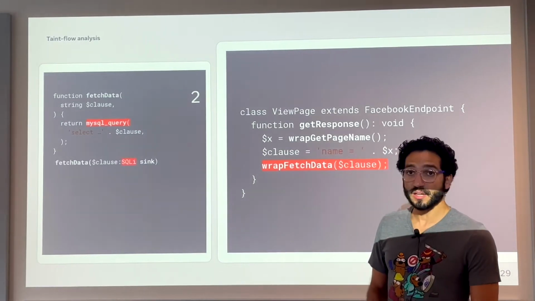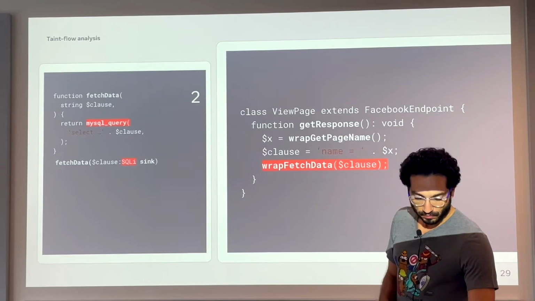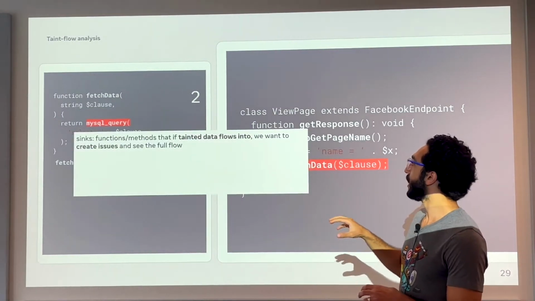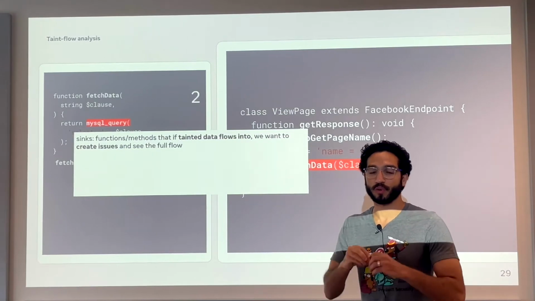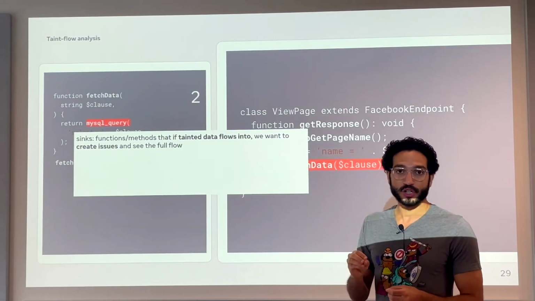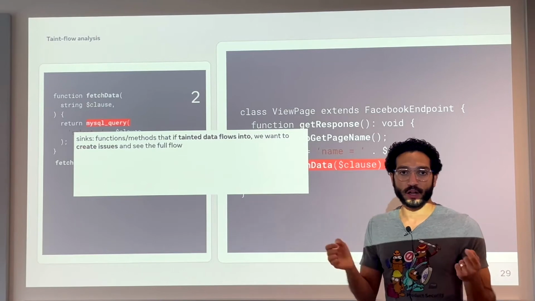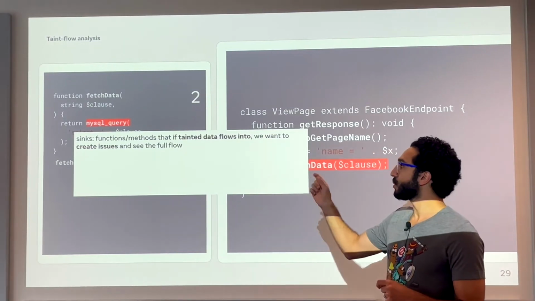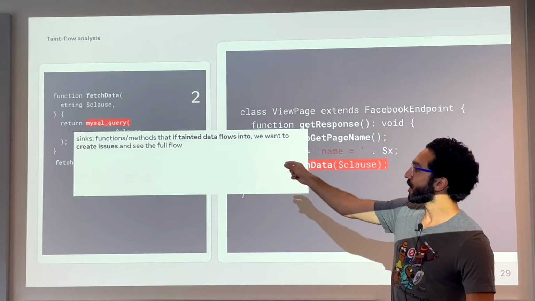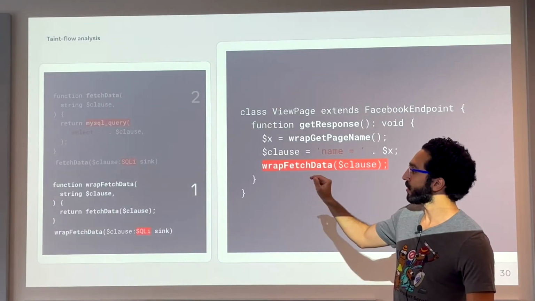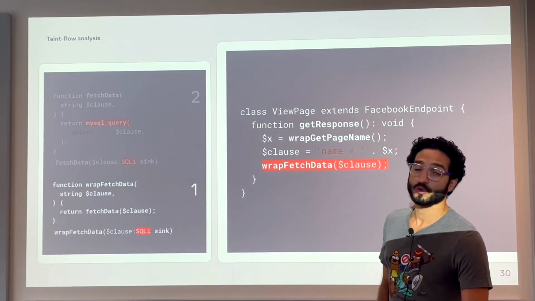So what is a sink? A sink is a function where we want to see any tainted data that flows into that function. Whenever there is tainted data that flows into that function, we want to create an issue, or we want to highlight that flow. So the MySQL query is our initial configuration, and then the taint flow analysis tool knows that fetch data leads to a SQLi sink, and also knows that wrap fetch data leads also to a SQLi sink.